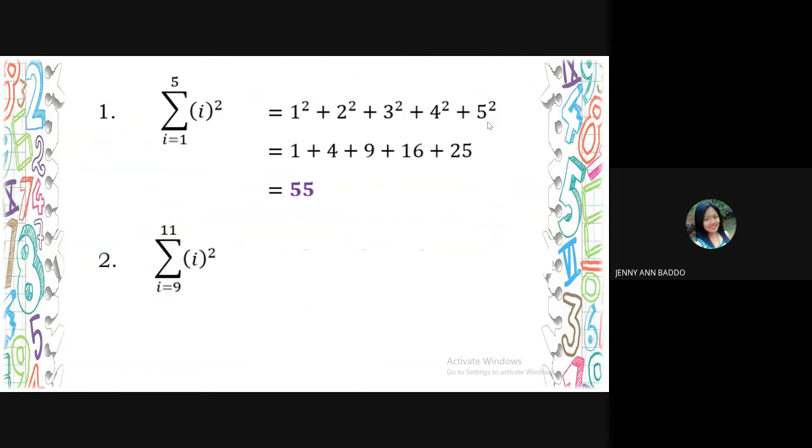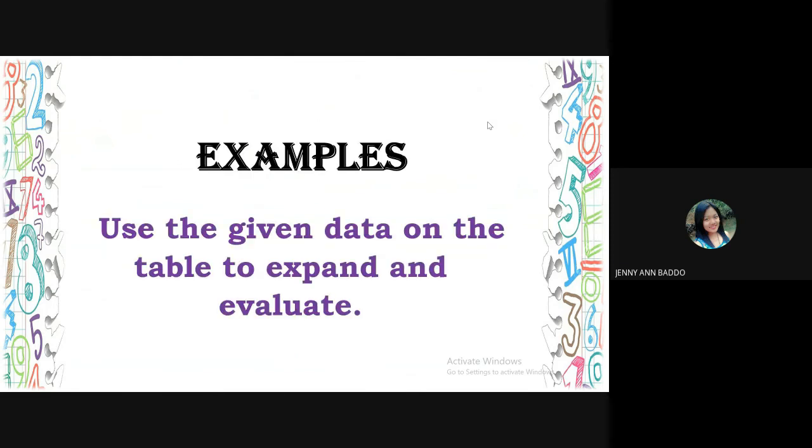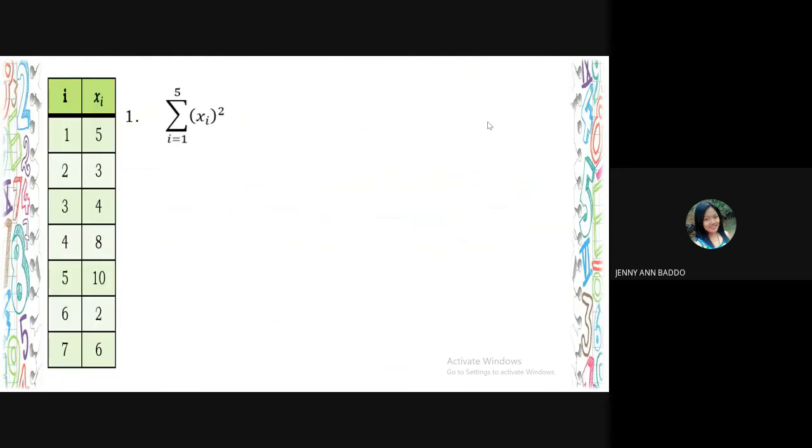Second example, evaluate the summation of i squared, where i ranges from 9 to 11. So we have 9 squared plus 10 squared plus 11 squared, and that gives us 302.